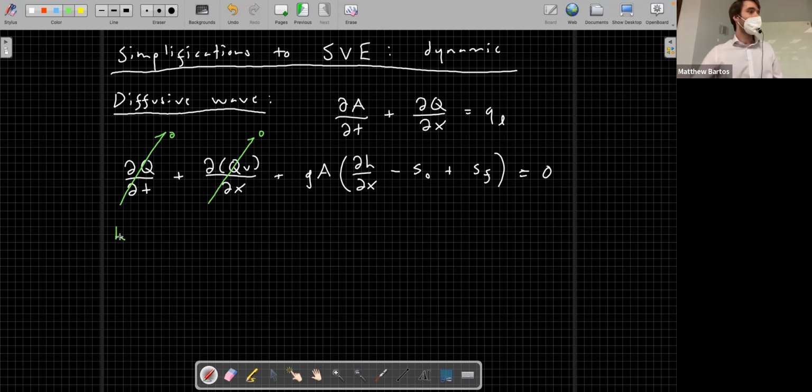The next simplification we can apply is called the kinematic wave. Who's heard of this term before? Who's heard the term kinematic wave, right? What context have you seen that term in before? Do you remember? You don't remember? Cool. Has anyone seen the term kinematic wave before?